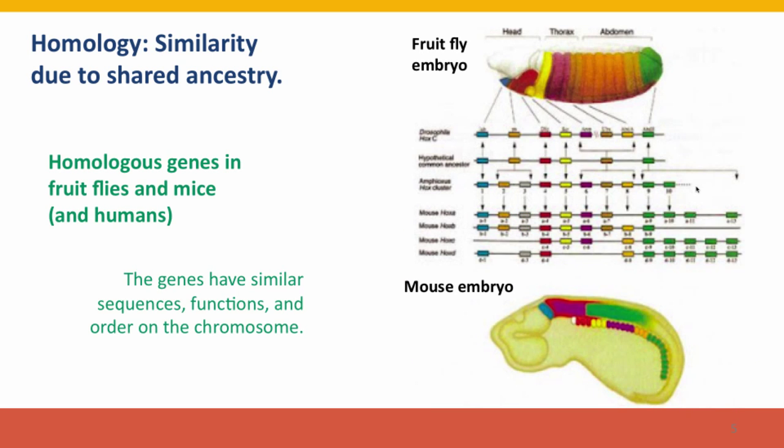Shared ancestry also applies to the genes that are responsible for the development of these features. For instance, here we're comparing the genes that control embryonic development in a fruit fly and in a mouse. And the genes are colored according to their function and positioned according to their arrangement on the chromosome. And we see that the genes are similarly colored for similar parts of the embryo, and they're arranged similarly on the chromosomes. They also, although you don't see that here, have similar sequences. And we now know that genes like this control embryonic development in all animals, and that these genes are similar because they are descended from a common ancestor of all animals that controlled its development with these genes.